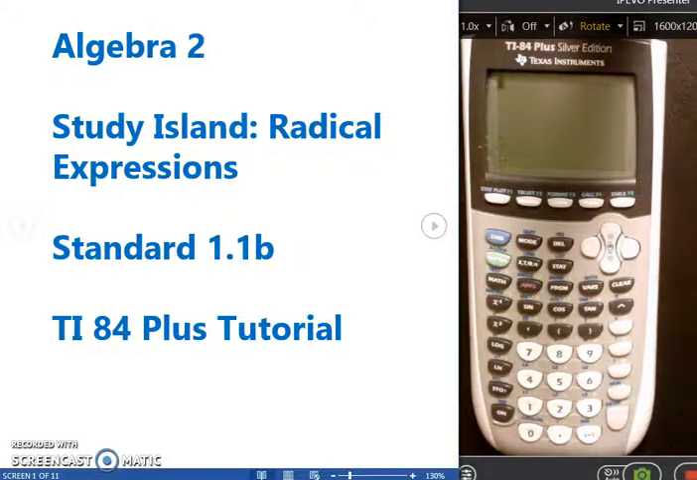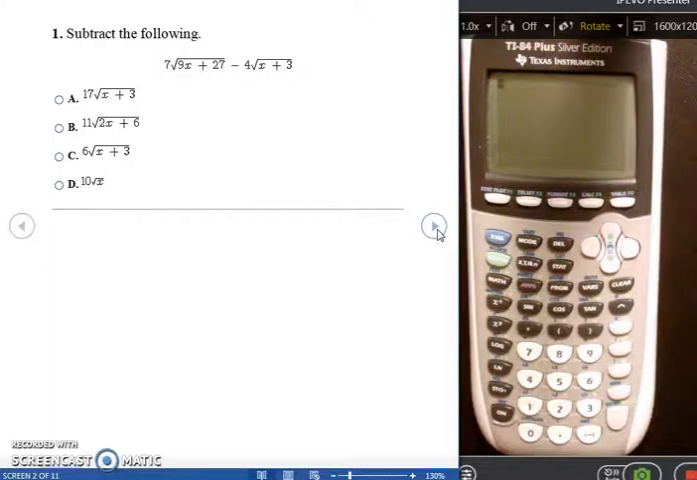I am going to be showing you today how we can use the TI-84 Plus graphing calculator to help us with problems under the Study Island lesson Radical Expressions. And these are also problems that would be under Standard 1.1b in Algebra 2. It's always a good idea to know how to do these problems by hand, but if you get stuck on the EOI or if you're looking for a way to check yourself, it's also good to know these skills.